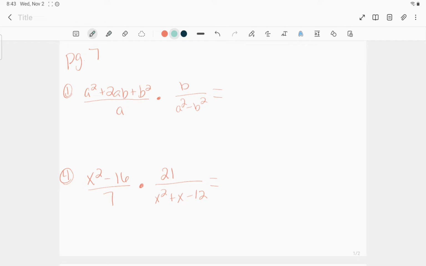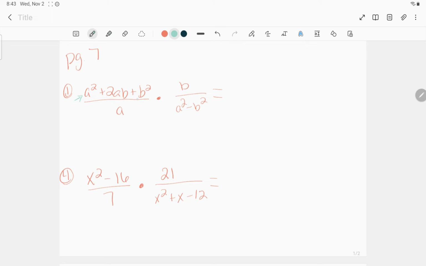So if you did not understand that, now is the time to really dig in and pay attention to what you're doing and why you're doing it, because it's very important in this section and even over on pages 9 and 10 as well. All right, so the first thing I'm going to do is factor out this trinomial here.